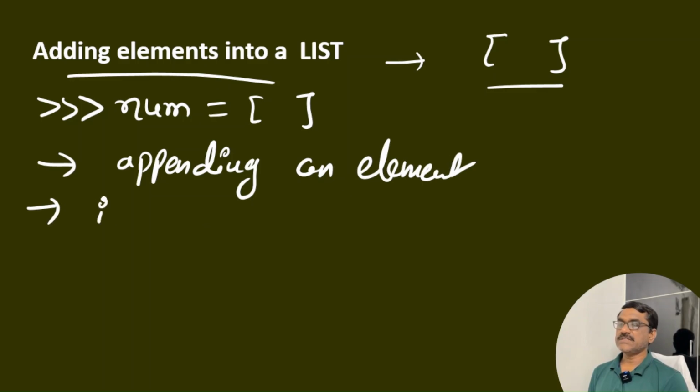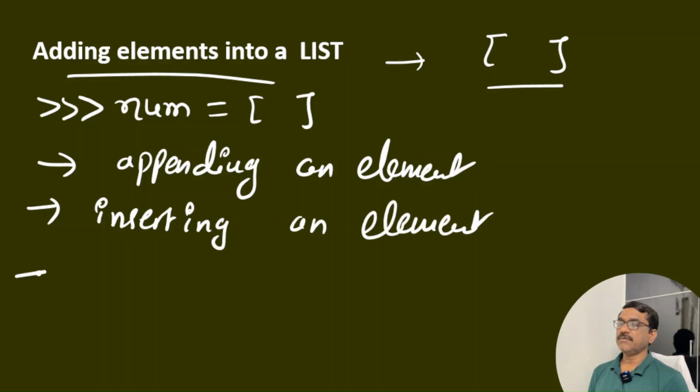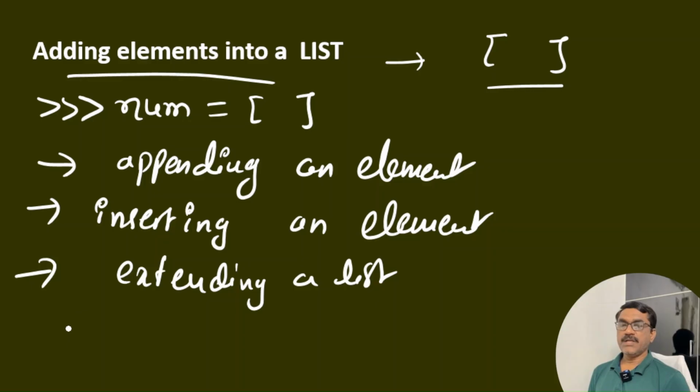And second one is inserting an element. And third one, we are going to talk about extending a list. That means we are going to talk about three methods. First one, appending, and second one is inserting, and last one is extending. First, we are going to talk about how to add the elements by using append.